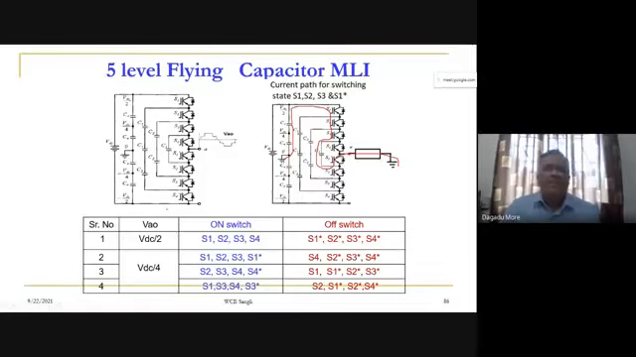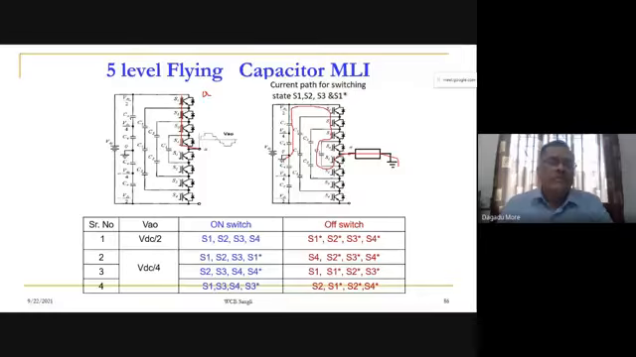When your upper 4 devices are on, plus VDC by 2, we get, when our S1, S2, S3, I am just showing with the pen here, these 4 devices are on. Okay, so upper 4 devices are on, S1, S2, S3, S4. Then this A point will come at upper DC link.